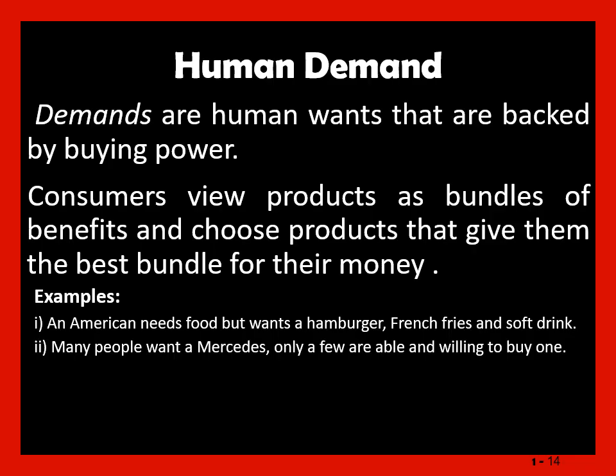Many people want a premium automotive product or a brand like Mercedes, but only a few are able and willing to buy one.